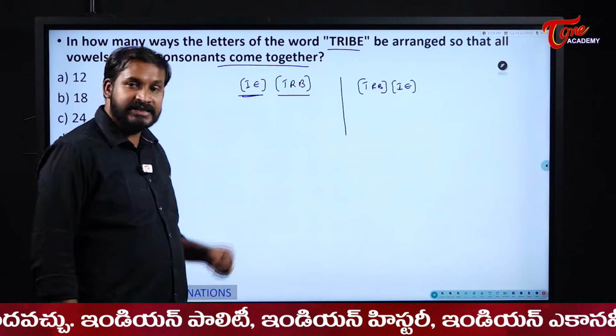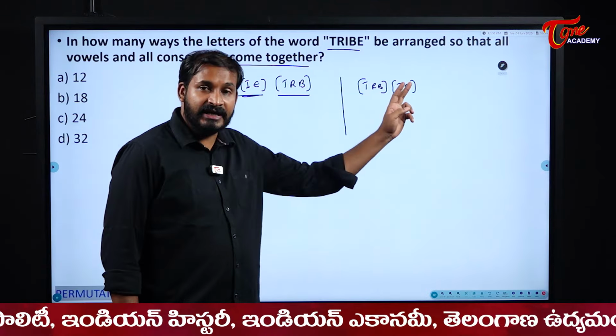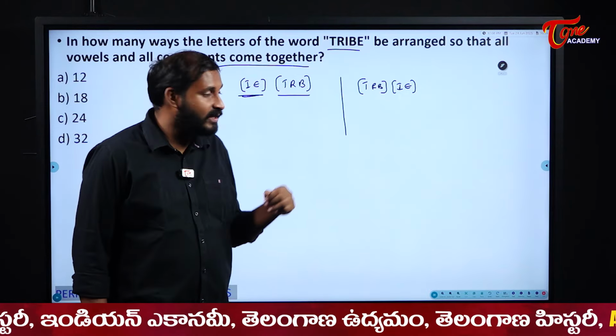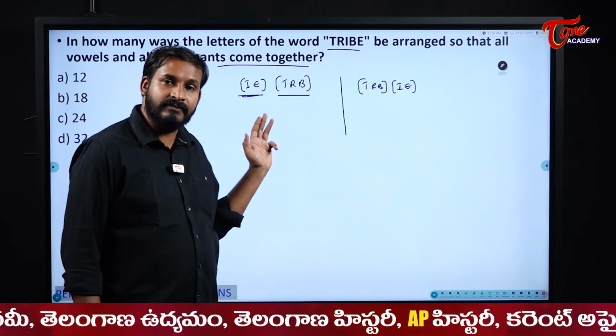Why should we write it only as IE? I can write it as EI also. Here also, why should I write only IE? I can write this one as EI. And similarly, why should I write this as TRB? I can write it as TBR, RTB or RBT, something like that.